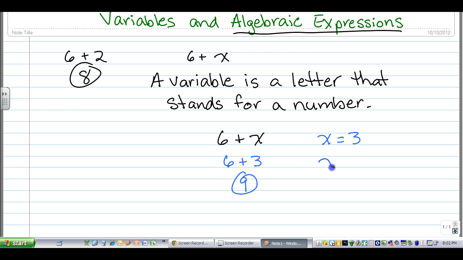Well, let's say I change it. I want X now to equal 5. X is going to equal 5. It's no longer going to equal 3. All right, well, if X equals 5, then this is going to be 6 plus 5. And 6 plus 5 is 11. So an algebraic expression can change depending on what your variable is. All right, let's do some more.